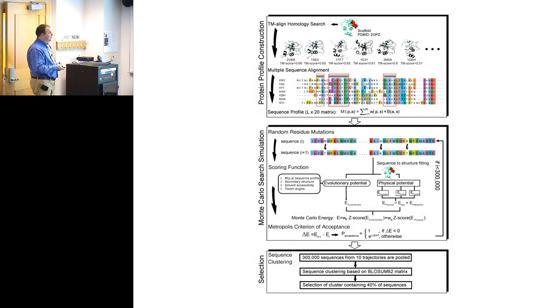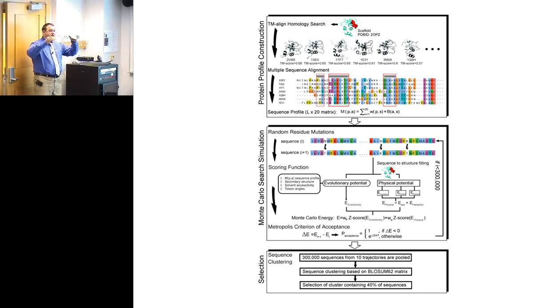We add to this a physical potential, currently using a program called FoldX, in which we look at the difference between the unfolded and folded states and derive an energy score there. We then take z-scores for each one of these scores, which are derived by comparison with basically random sequences and random folds, and we derive a total score, which is a Monte Carlo energy.